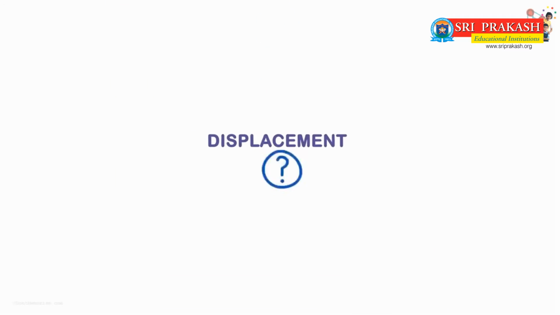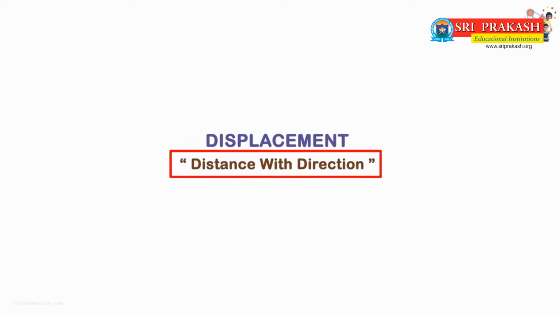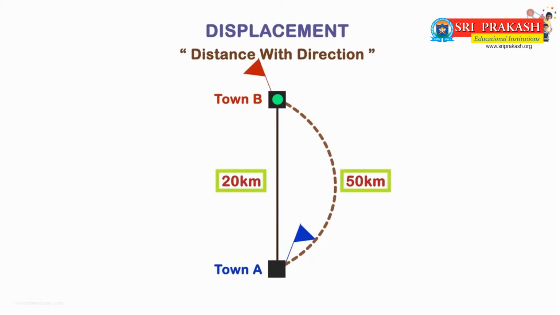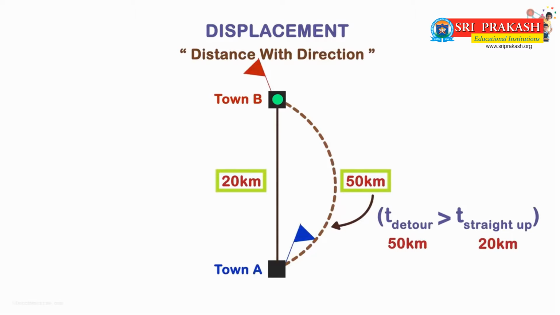So what is displacement? Distance with direction is displacement. Distance with direction? What do we mean by that? You made two separate trips to this town. Was the distance covered in both the cases the same? Have a good look. It wasn't. In each of the two cases, the distance was different. The time you took for the detour was greater than the time you could go straight across.